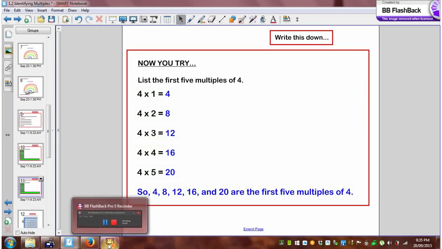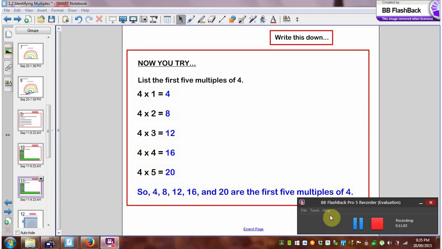Okay, if you have any questions, just ask a neighbor or an older student, or if I'm available, put up your hand and see if you can get my attention and ask me. Make sure you understand this before we move on.